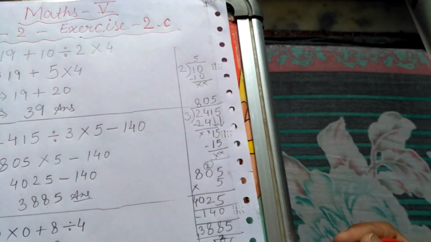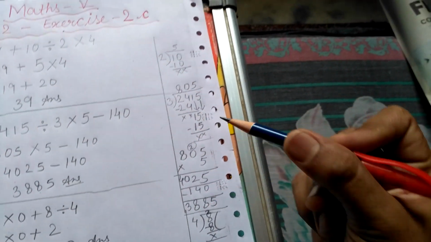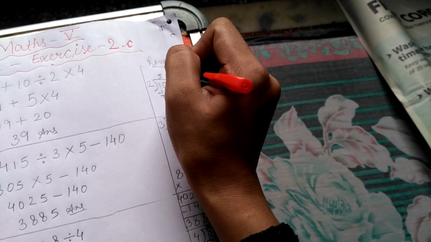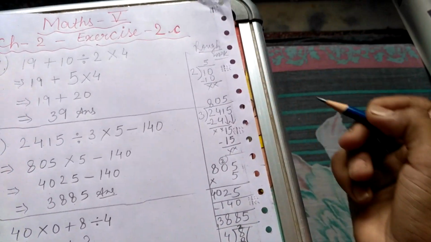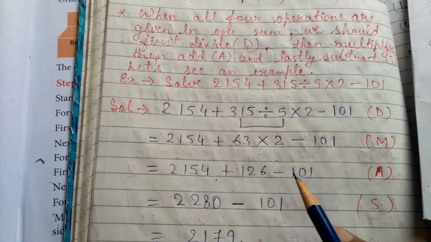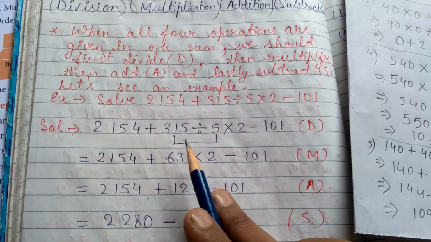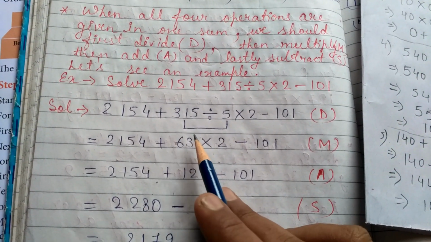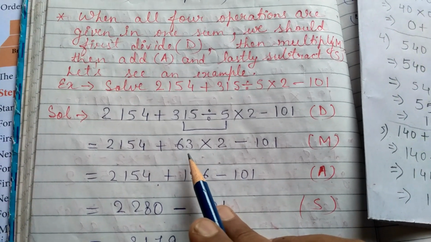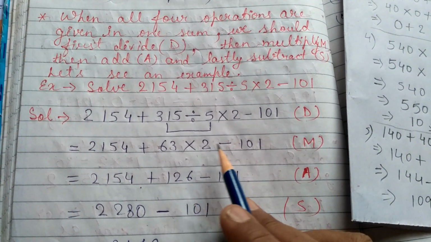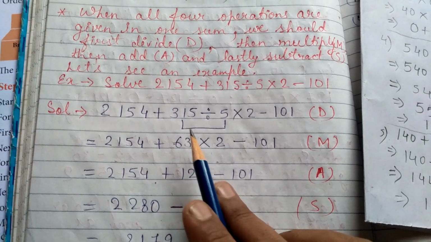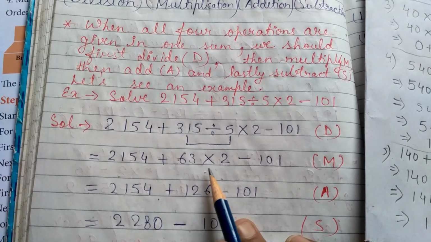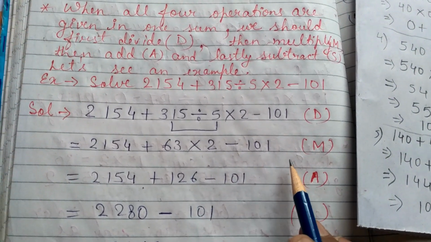Always on the right side of your notebook, you draw one line with a scale, and write rough work, and complete your rough work there. You have to show the division, how you are dividing 315 by 5, and whatever quotient comes will be written over here. So 63 has come, and the rest of the things will be written as they are in the next step, because in the first step we only operate the division part. That we have done, and multiplied by 2 minus 101 is written as it is.